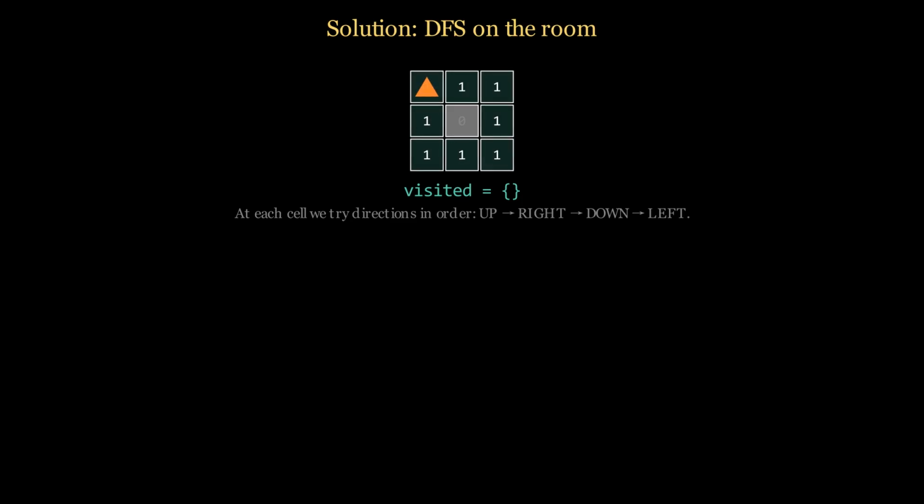We start at the top left. We're about to clean this cell and add it to visited. We called move, and got false, up is out of bounds. So we'll try the next direction, turn right and move to the next cell, then clean and recurse. At every new cell we do the same, try up first, then right, down, left.